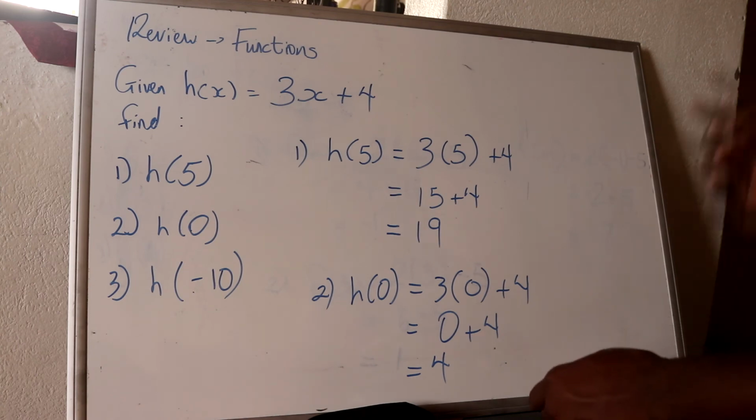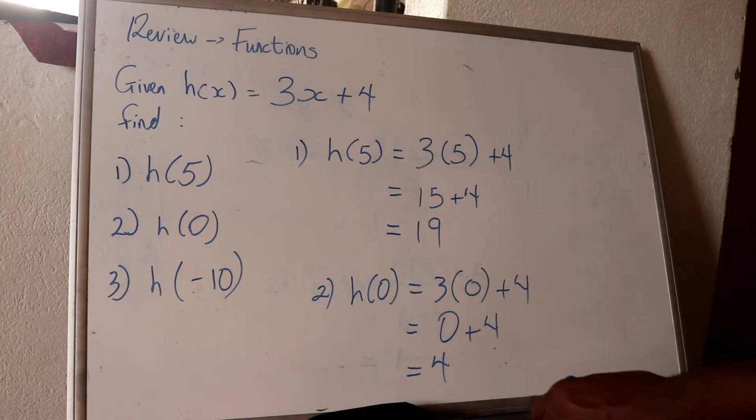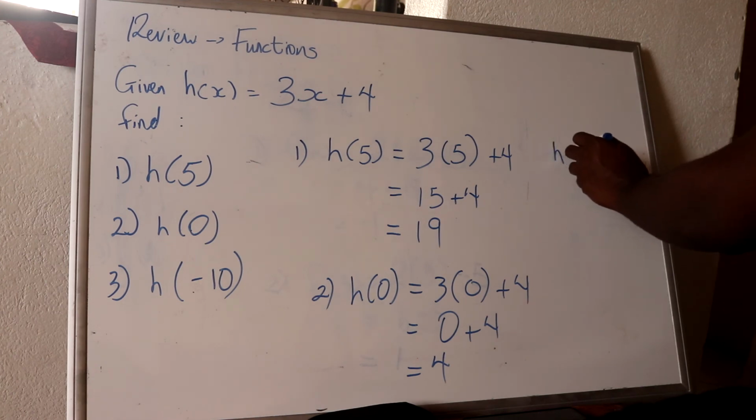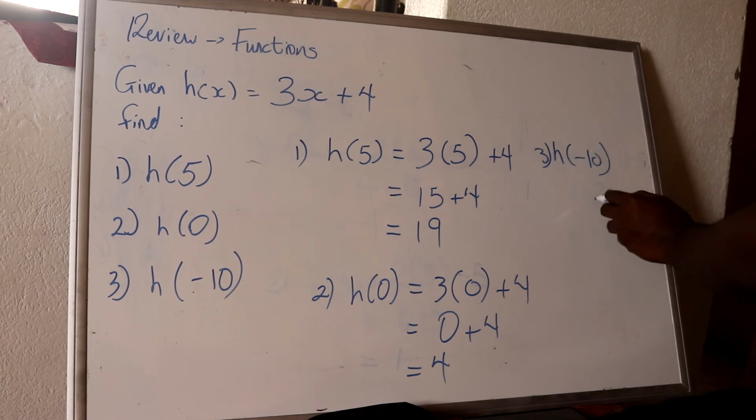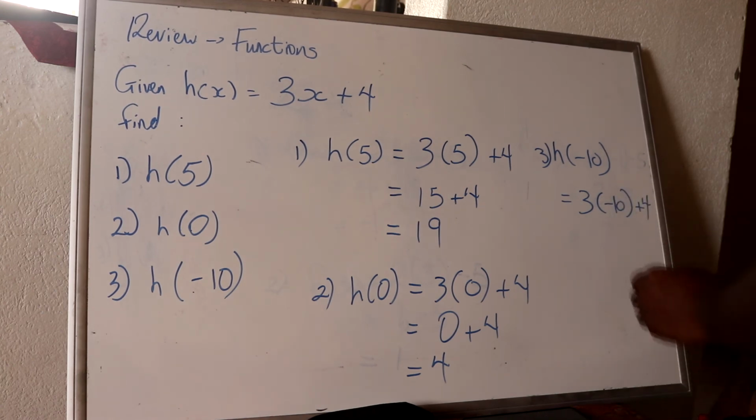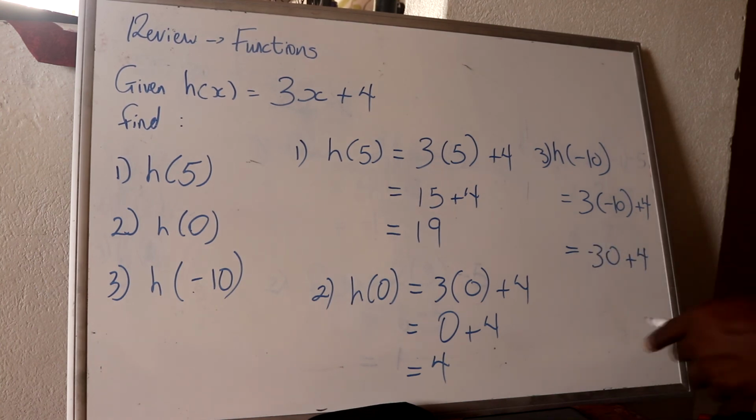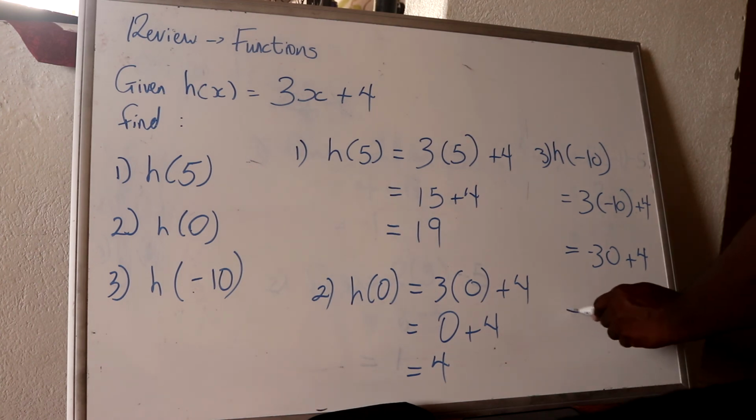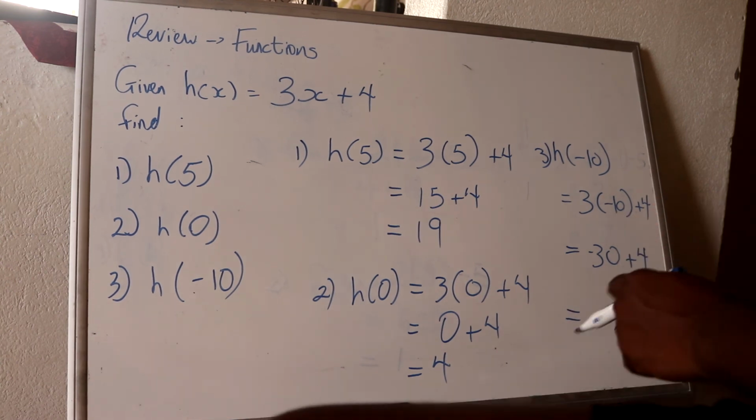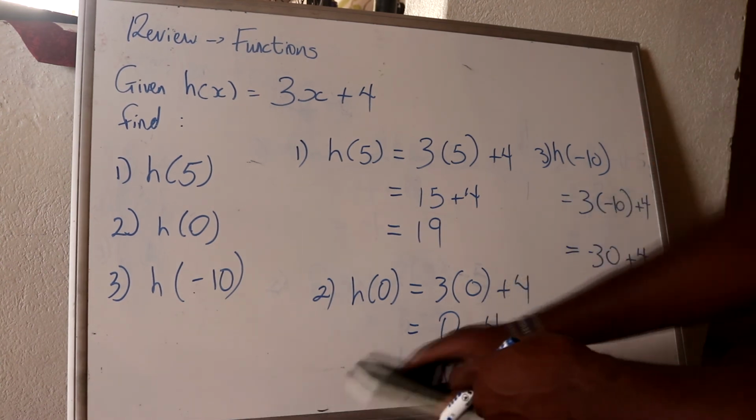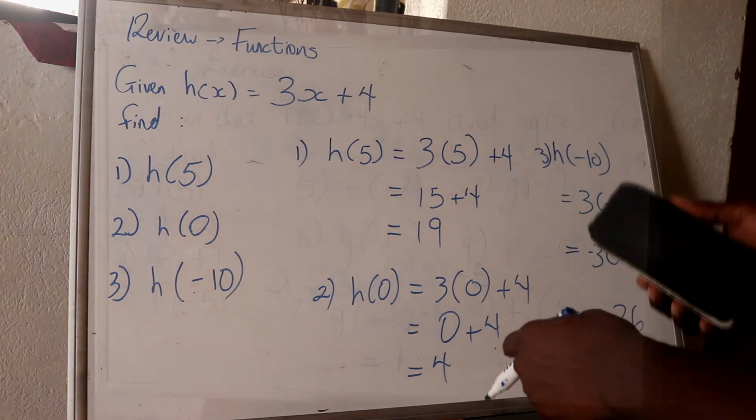And then, last but not least, we have h of negative 10. This is number 3. This will give us 3 times negative 10 this time, plus 4. So you're going to get negative 30 plus 4, and that will give you negative 26. Alright? So hopefully that is enough to jog your memory. You can always look back in your exercise book. I'm going to give you some to do now.